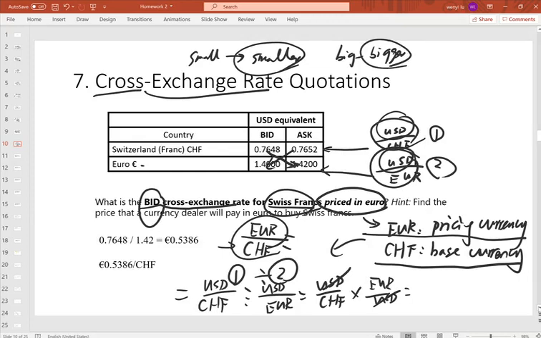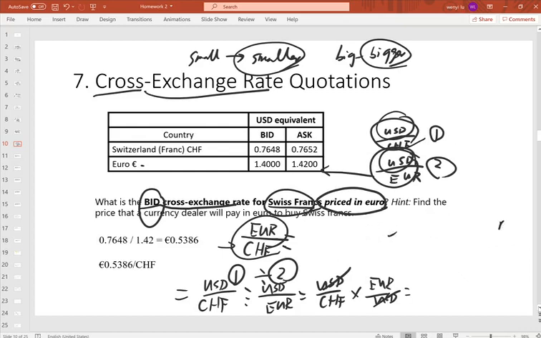So the only way is the bid price over the asking price, and the ask price over the bid price. For the bid quote, let's see how to solve it. Based on our cross division, the bid price will be 0.7648 over 1.4200. For the asking price, it should be 0.7652 over 1.4000.